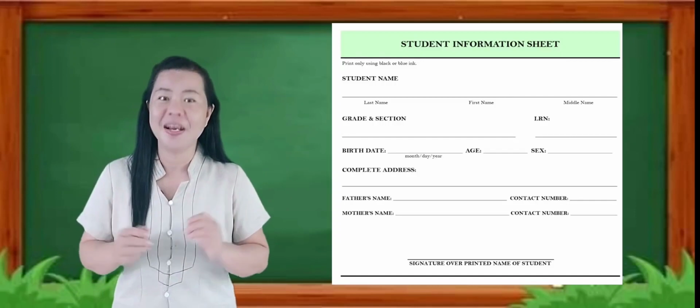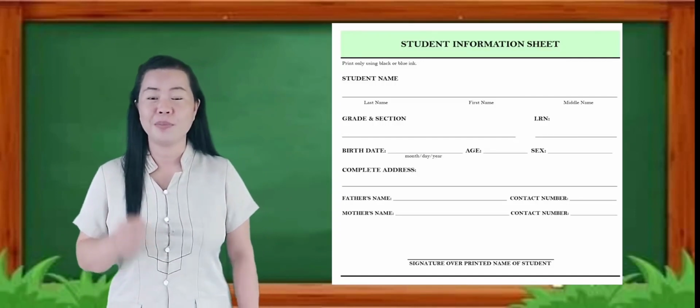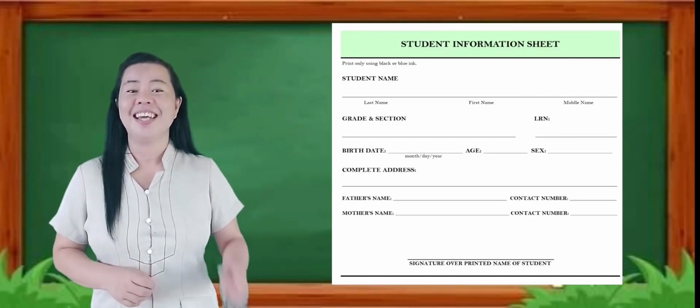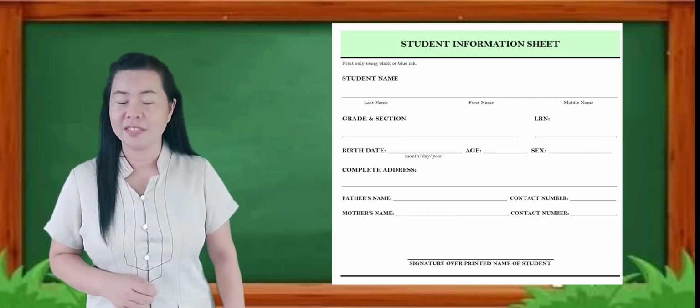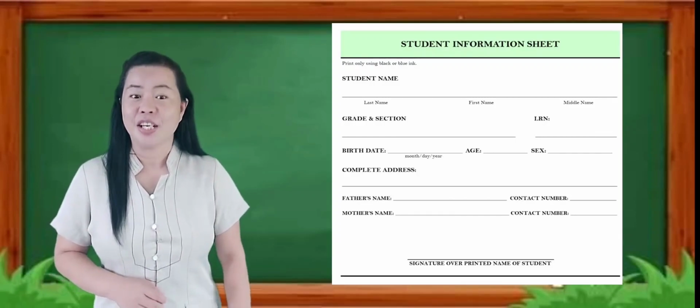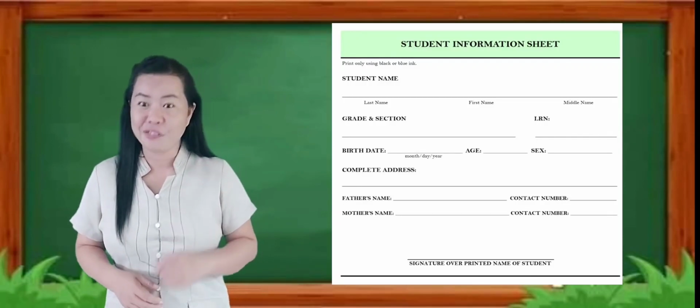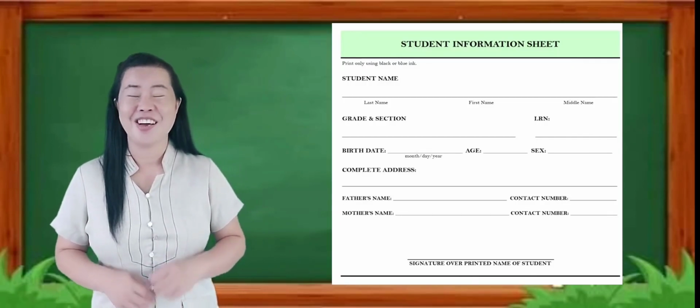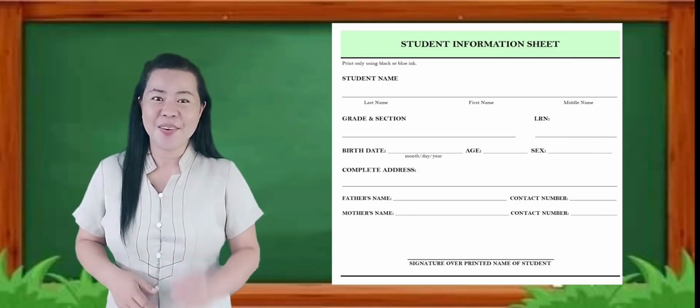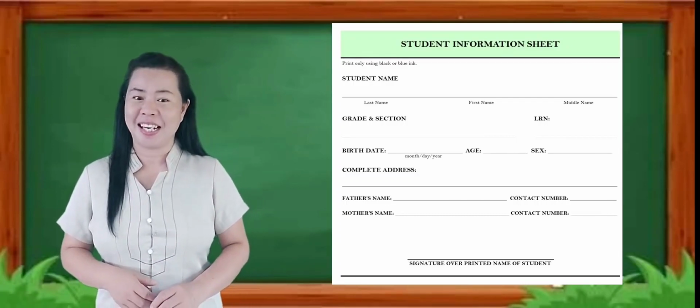Okay, time is up. Let's now go over the form that you have just filled out. It goes with an instruction, print only using black or blue ink. Did you follow it? Very good. Now, let's go to the student name.